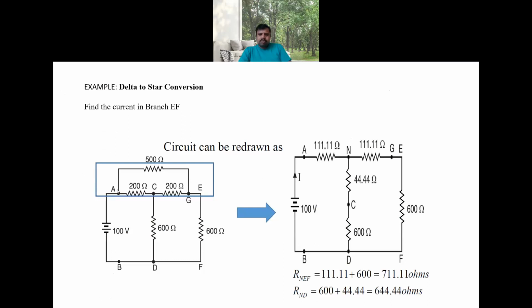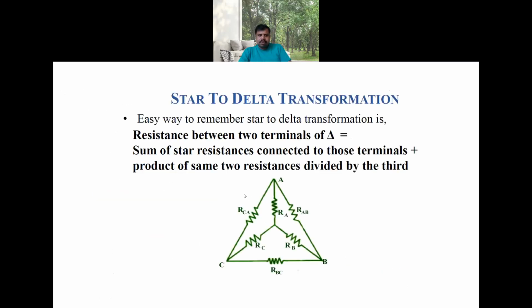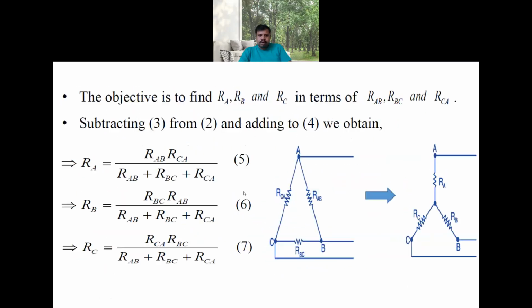What is the star connection? The star connection is equal to 500 into 200 divided by 500 plus 200 plus 200. You will get 111.11 ohms. Similarly, on this side also you will get the same. That is delta to star conversion. You need to apply the formulas for delta to star connection.